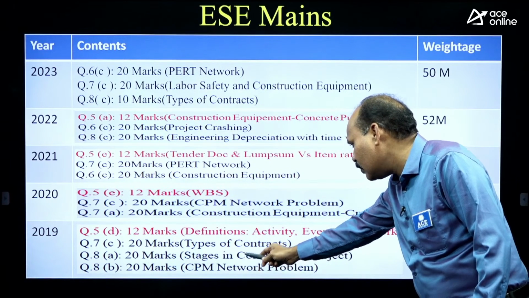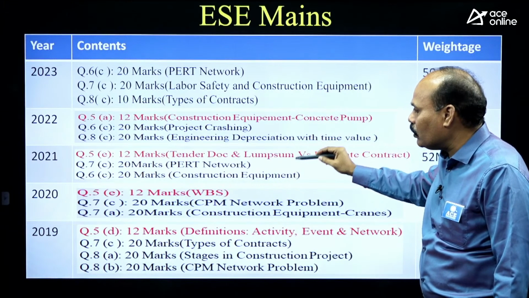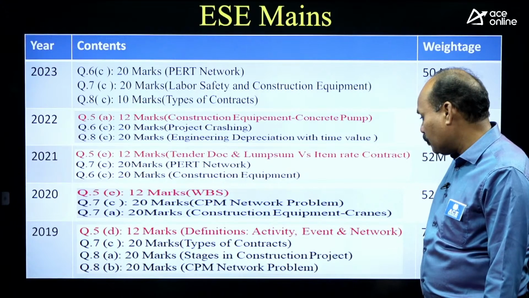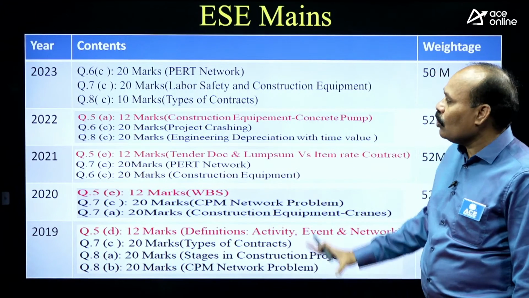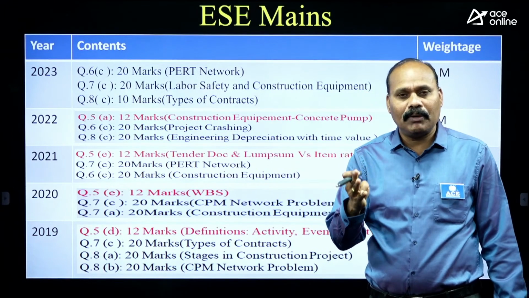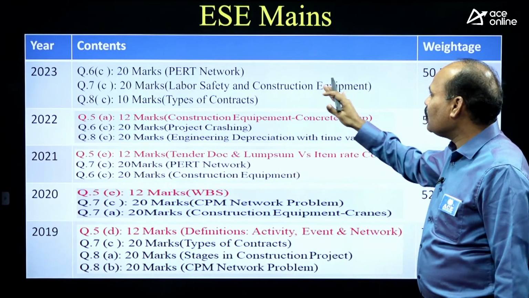In this there was no question related to equipment. So in the 2023, 22, 21, 20, 19 papers, the very, very important topics are CPM and PERT and project crashing. Finally, I'm going to prove it could be GATE paper or ESE paper, the important things are only CPM and PERT. Now this is regarding ESE mains.